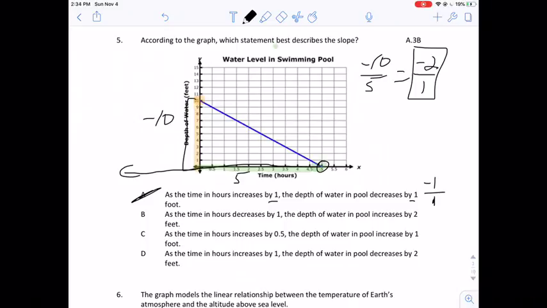I don't think you can decrease time. No, you cannot travel back in time. Forget about that one. Let's work the next one.